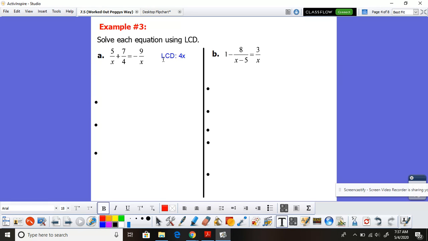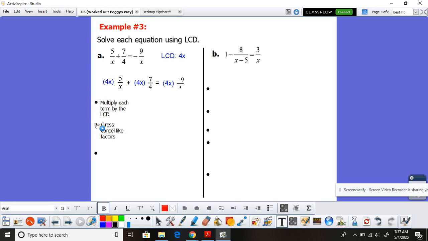You have to do a little more algebra, but a lot of people really struggle with fractions. All right, so once we find the LCD, all we're going to do is multiply each of these terms by this LCD. So we're going to multiply the 5 over x times 4x, the 7 over 4 times 4x, the negative 9 over x times 4x. Okay, so just like this.